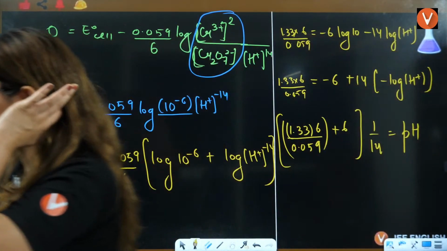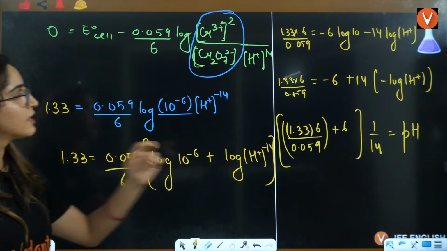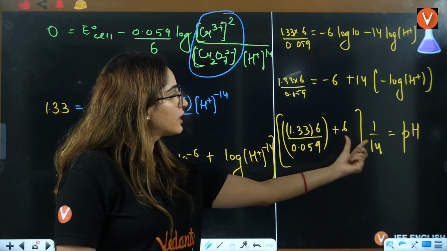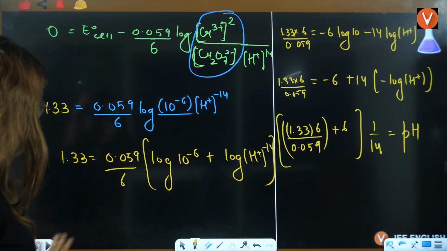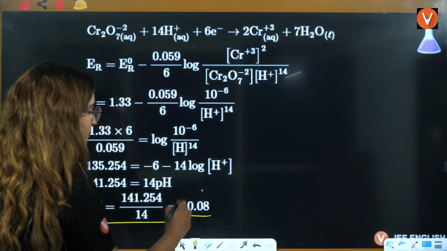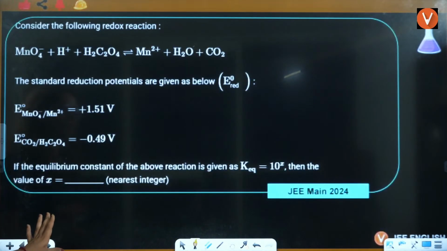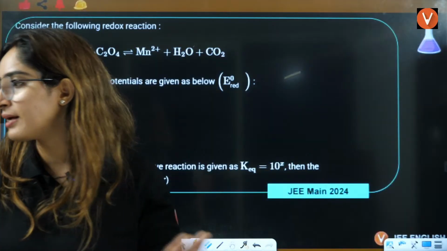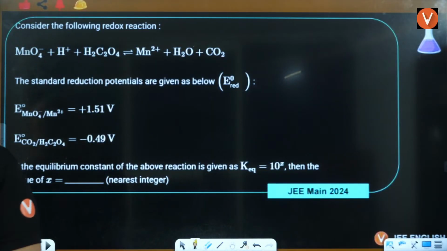Okay, it's all a game of calculations, right? Calculate this term, add this here, divide it with 14, you will have your answer, right? Okay, everybody. The answer will come out around 10.08. Right, everyone? Next question, let us talk about that.